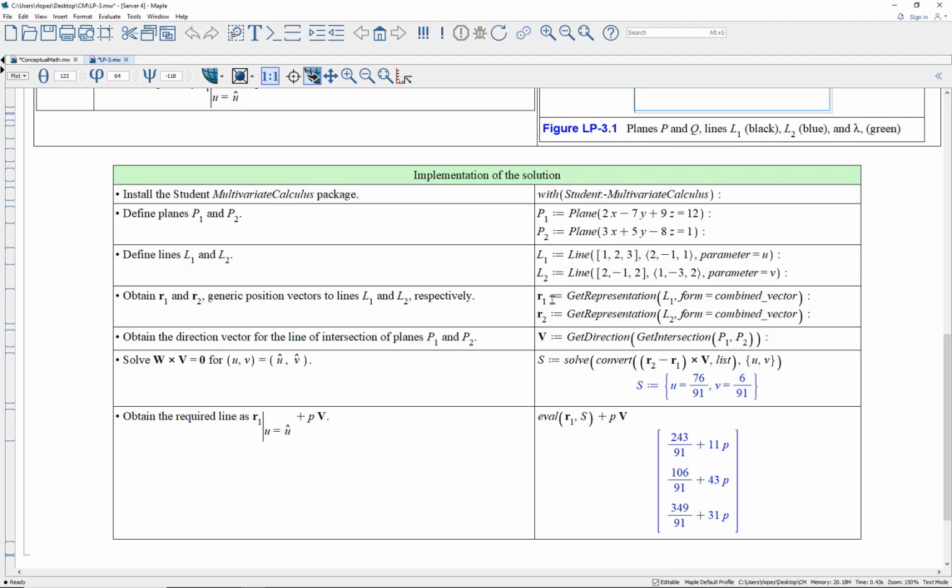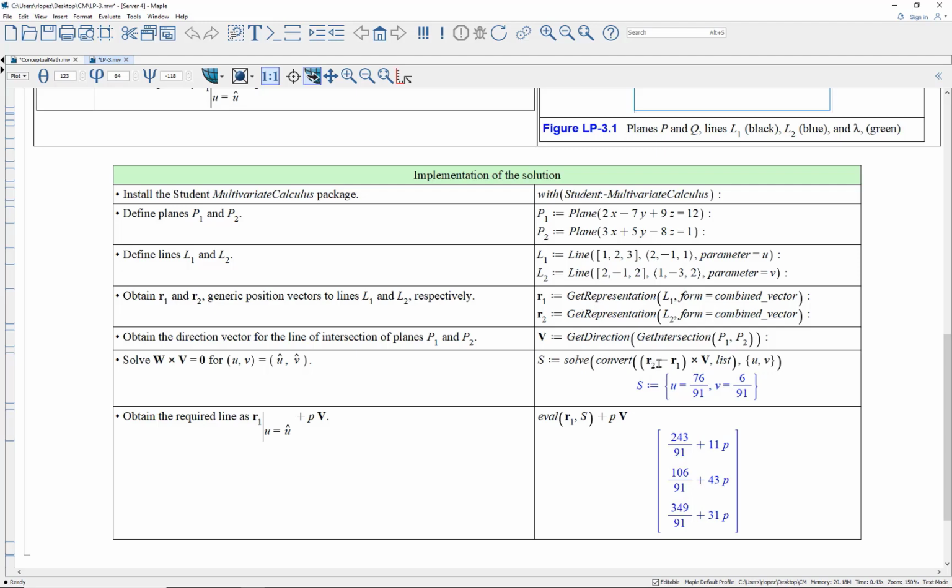Position vectors R1 and R2 are position vectors to generic points on the lines L1 and L2. By doing combined vector form, they are in vector format, so it's a position vector. I also need the direction of the line of intersection of the two planes. We call that V. So get the intersection of these two planes and get the direction of that line of intersection.